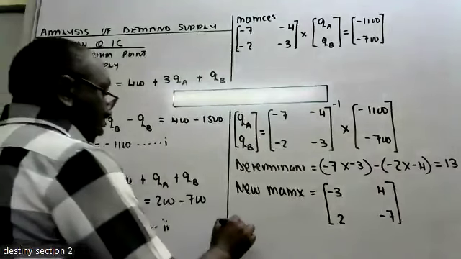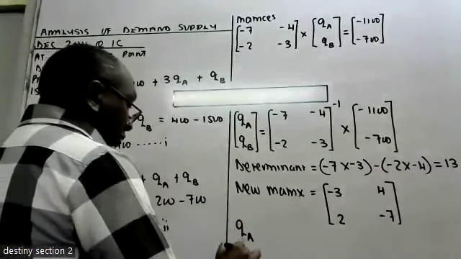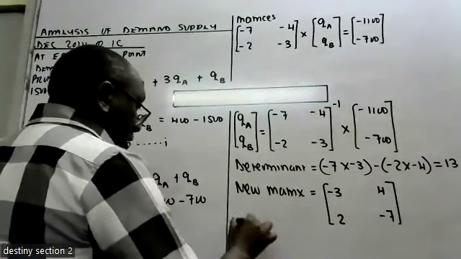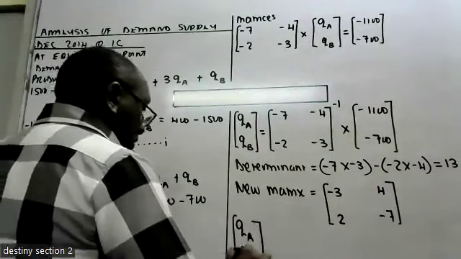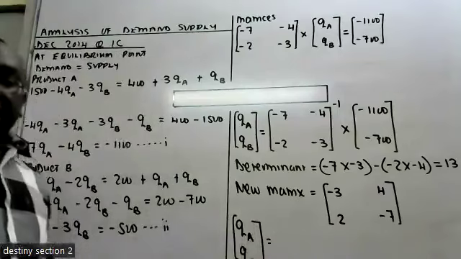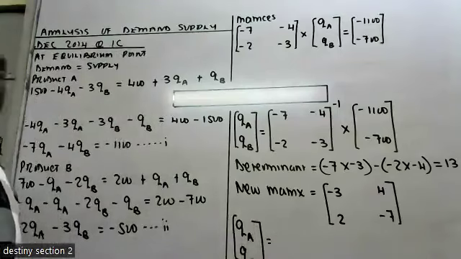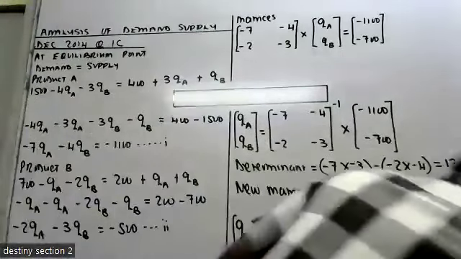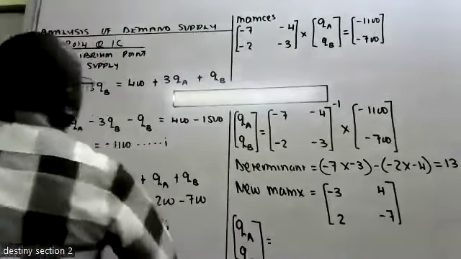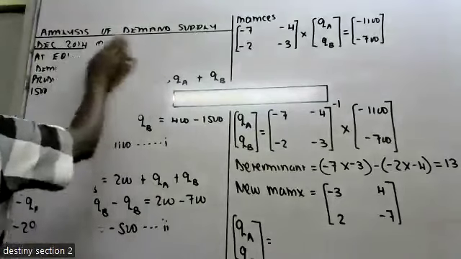And with that now, you can proceed on and say QA, QB should be arrived at as, my camera is not capturing that. So let me grab here.